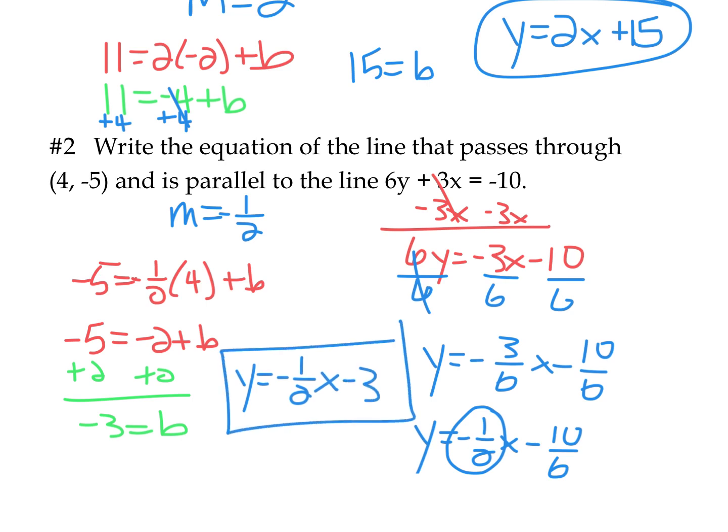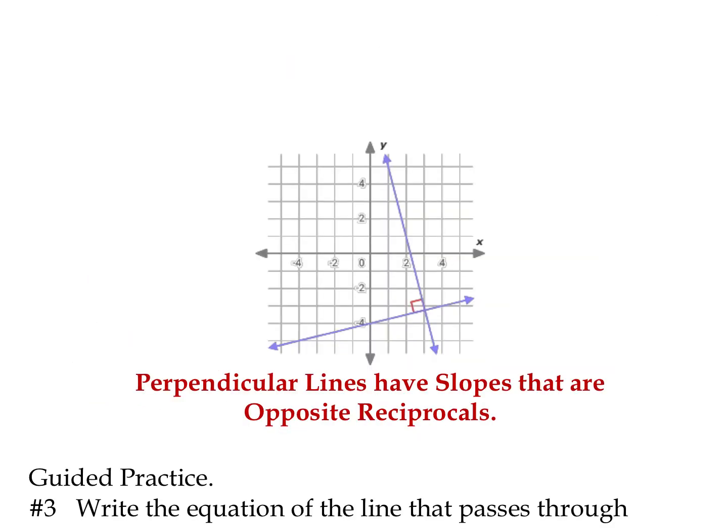That would be my equation of the line that goes through that point and is parallel to the line. I had to get the slope by solving for y equals mx plus b, so I know what the slope is, so I can use the exact same slope for that parallel line.